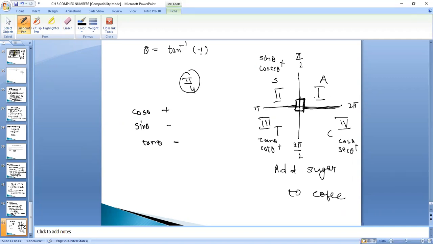So if we take the first quadrant, in the first quadrant all are positive, so it will not work. If we take the second quadrant, then sine is positive, will not work. In the third quadrant, tan is positive, not work. So in the fourth quadrant, will it work? So you just check for 2 minutes.